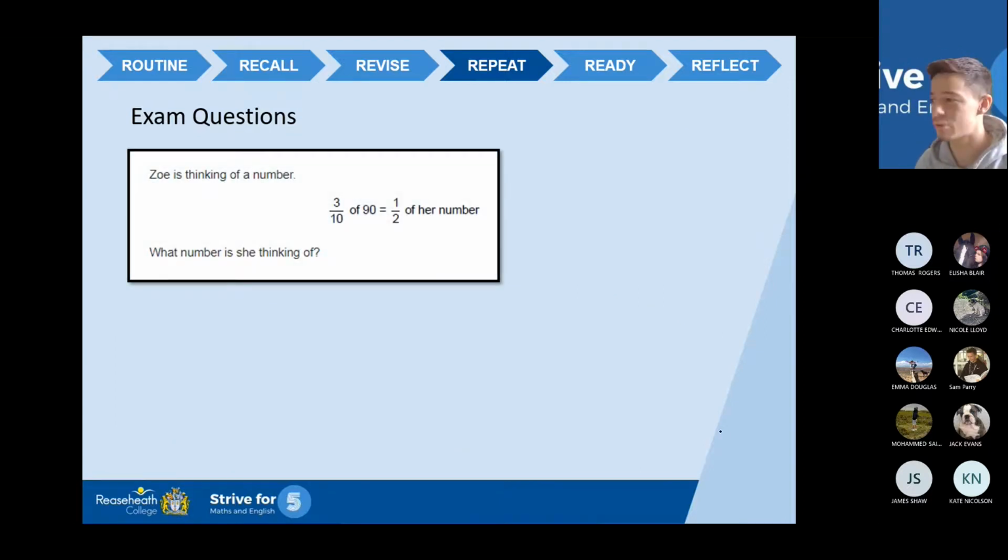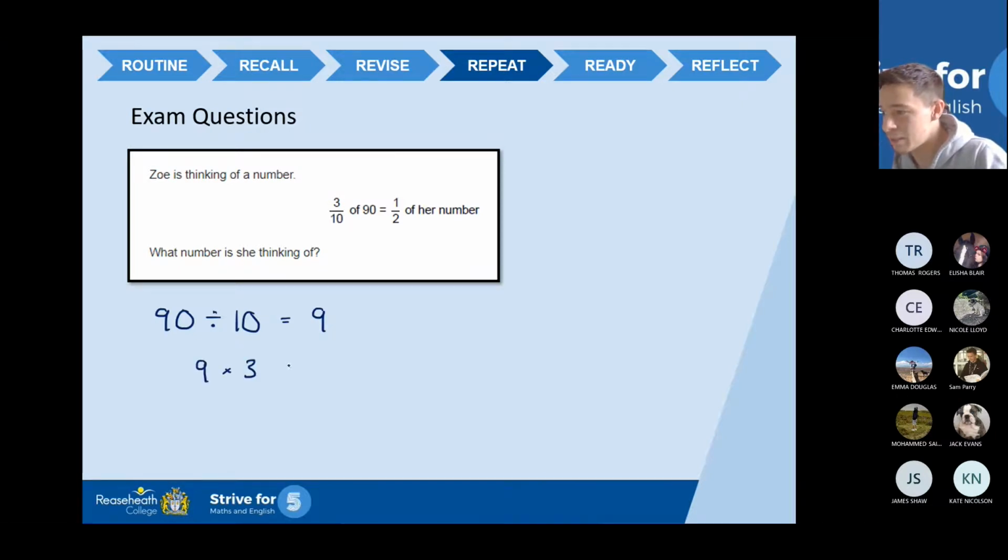Now, this is the question Mo said was quite confusing, so I'm going to go through that now. So we've got Zoe. She's thinking of a number, and 3/10 of 90 is equal to half of her number. What is the number she is thinking of? So what we need to do is start with this bit here, 3/10 of 90. So once again, divide by the bottom, times by the top. So 90 divided by 10. That tells me that 1/10 is 9, but I want 3 of them. So I'm going to times 9 by 3. That gives me 27.